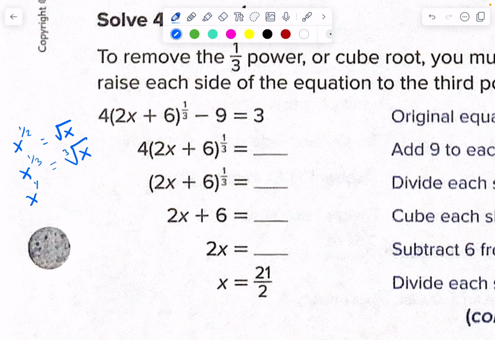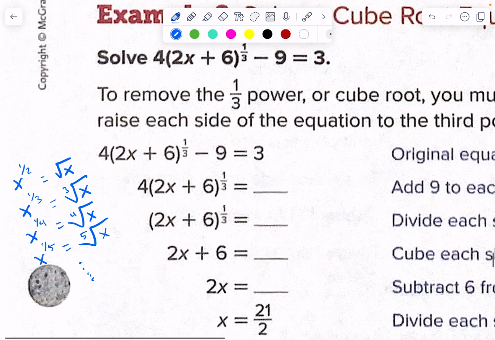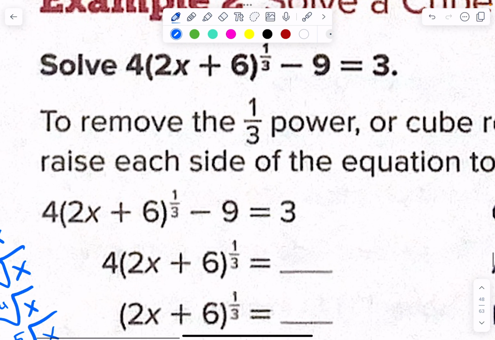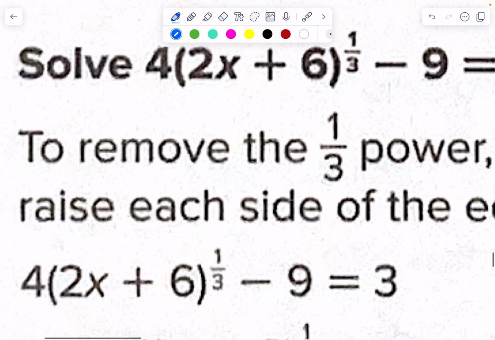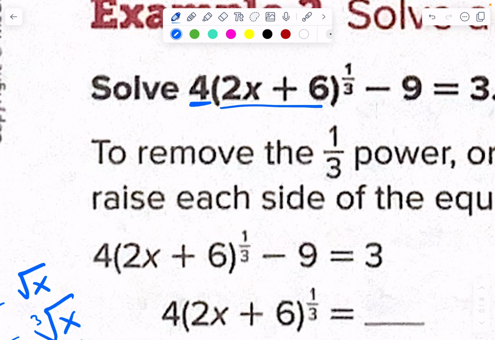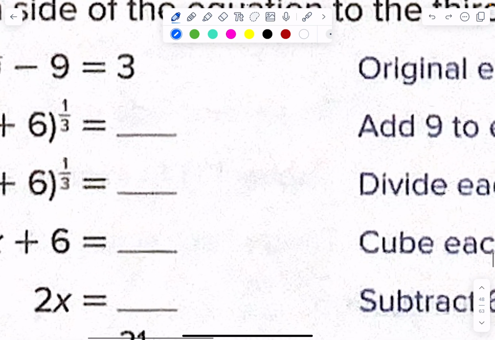X to the 1/4 power means the fourth root of x. X to the 1/5 power means the fifth root of x, etc., right? I can keep going all the way down, okay? So the 1/3 power is the cubic root of x. Now, this is what gets people all the time. The 4 is attached to this junk, but the only thing that's underneath of the cubic root is the stuff that's in parentheses.